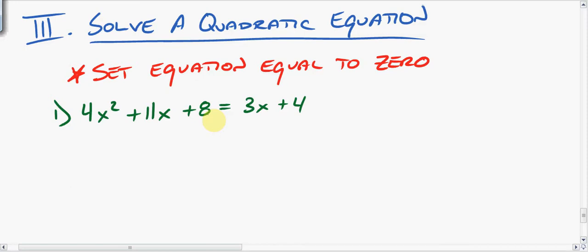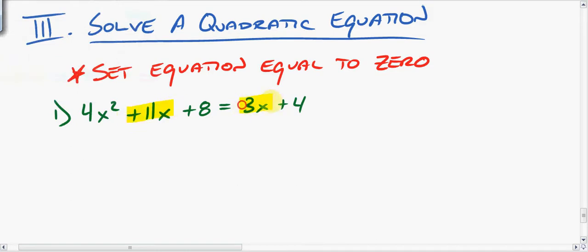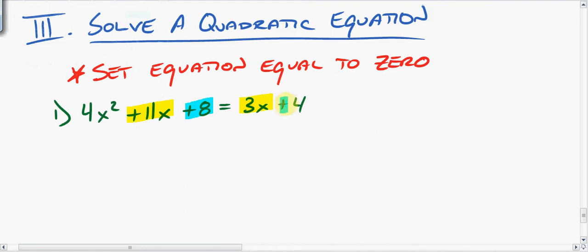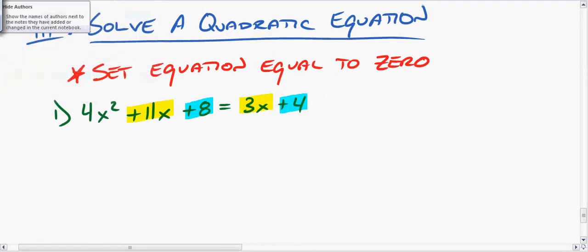Because you're going to have an equation, the first thing I want to do is just combine my like terms. So I've got 11x and 3x, and then I also have 8 and 4. I want to combine those, and I'm going to bring the 3x over and the 4 over because I want this equation equal to 0. My goal is to have nothing on one side of the equal sign.